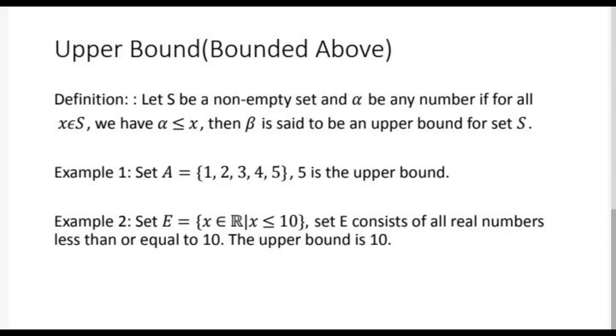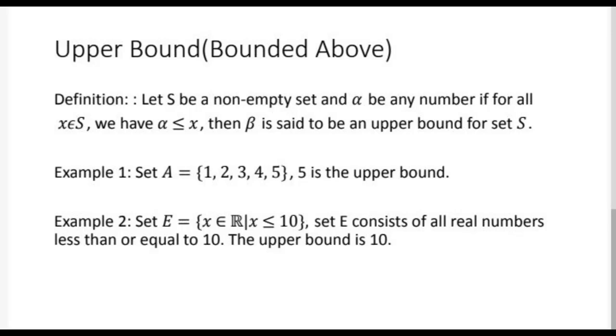Let's now talk about the concept of an upper bound, which means a set is bounded above. Definition. Let's say we have a non-empty set called S, and we choose any number, let's call it alpha. If for every element x in the set S, x is less than or equal to alpha, then we say that alpha is an upper bound for the set S. In simpler terms, an upper bound is a number that is greater than or equal to every element in the set.